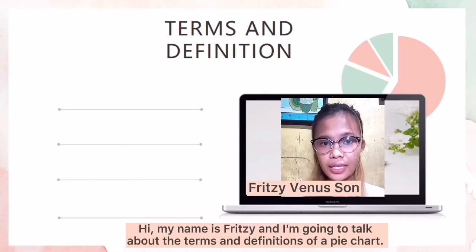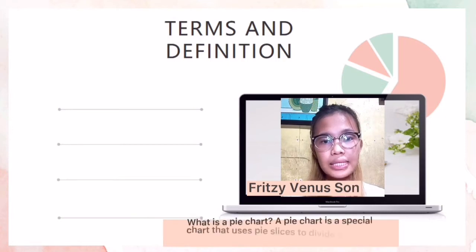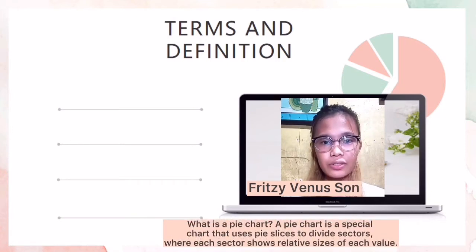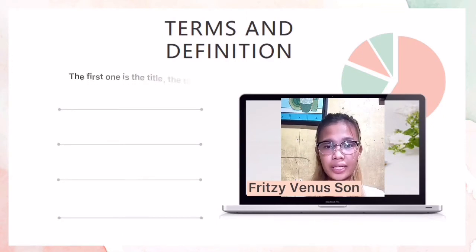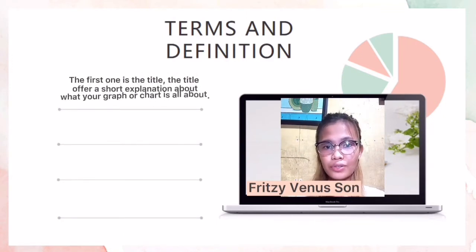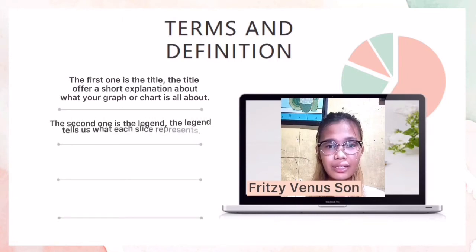My name is Fritzi and I'm going to talk about the terms and definitions of a pie chart. What is a pie chart? A pie chart is a special chart that uses pie slices to divide sectors, where each sector shows the relative size of each volume. So in a pie chart, we need to remember four terms. The first one is the title. The title offers a short explanation about what your graph or chart is all about. The second one is the legend. The legend tells us what each slice represents.